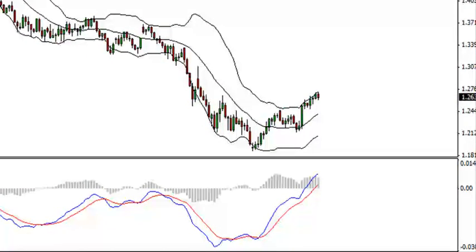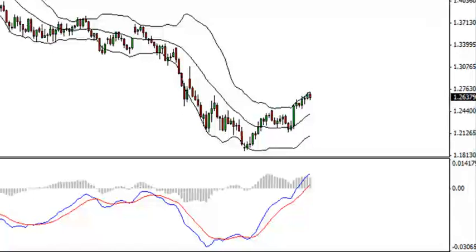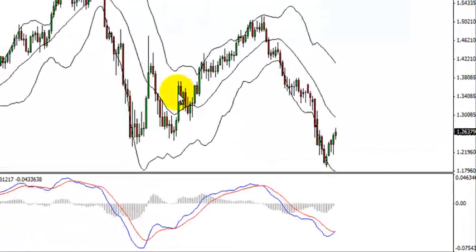There are too many opportunities in the next week, so let's go for some of them, so you all can know what pairs we are targeting and what moves we are expecting. The first one I want to talk about is the euro dollar.